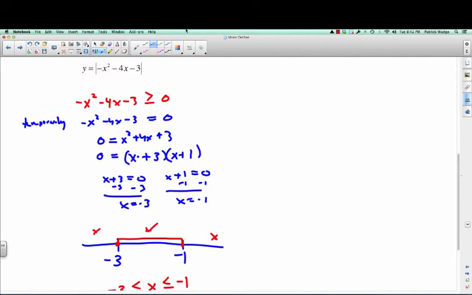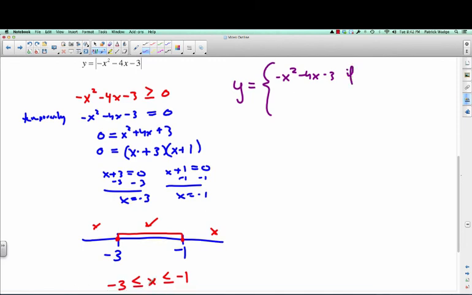What we're saying is that this, y equals the absolute value of all that, is exactly the same as negative x squared minus 4x minus 3. The absolute value signs have no impact as long as negative 3 is less than or equal to x is less than or equal to negative 1. As long as our x value is between negative 3 and negative 1 inclusively, then it has absolutely no effect.